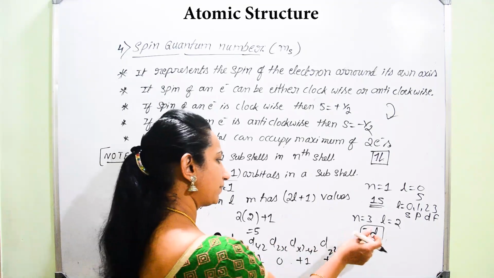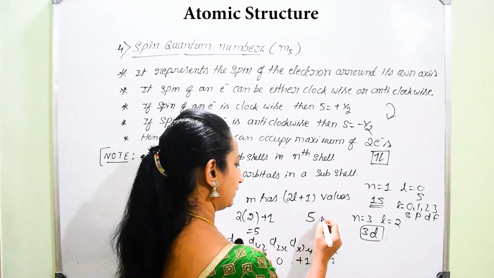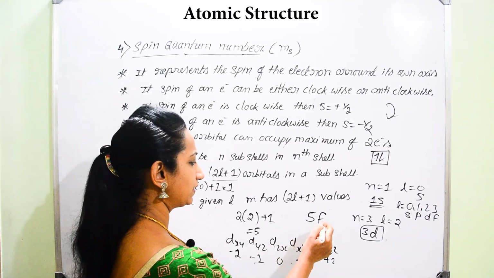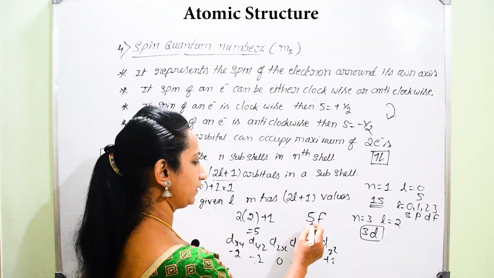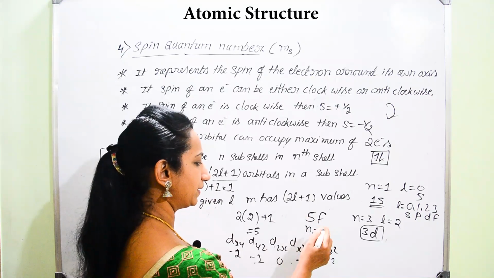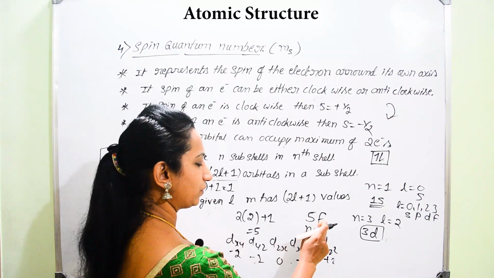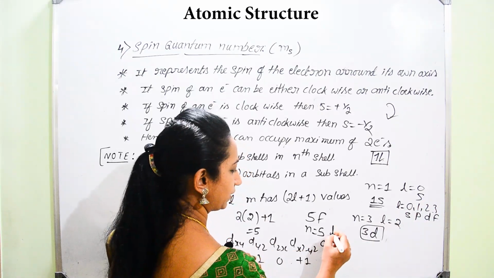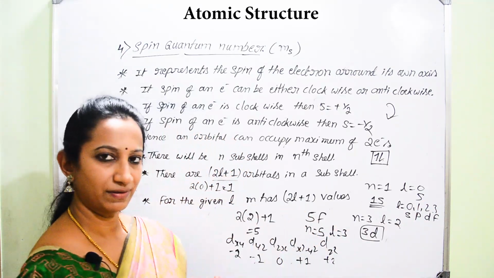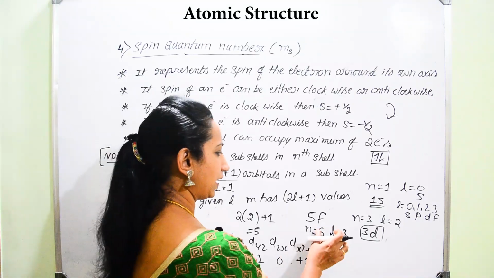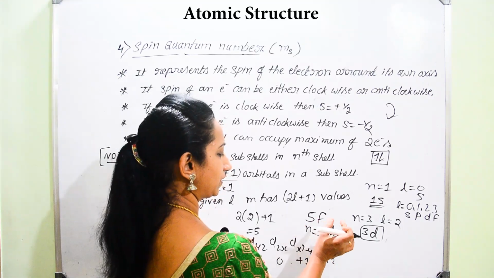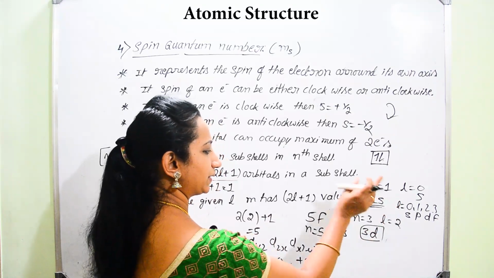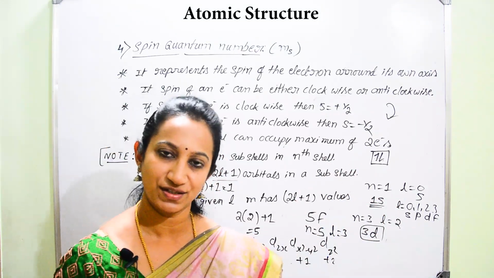And in case they give 5f, what are the n and l values for the given subshell, that is 5f? The n value they have mentioned here itself, number 5. And for f, what is the l value? That is 3, therefore l is equal to 3. Like that, vice versa, they can ask the question for writing the n and l values, or for the given n and l values, they will ask to write the symbol. It will be very easy to write these.